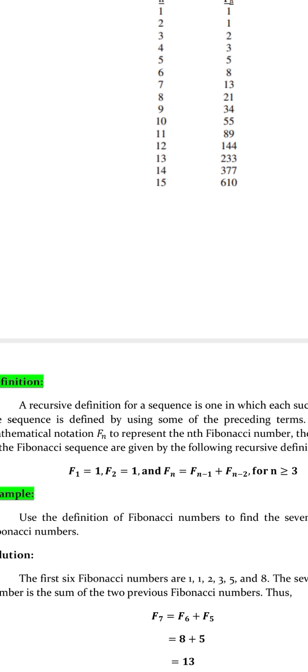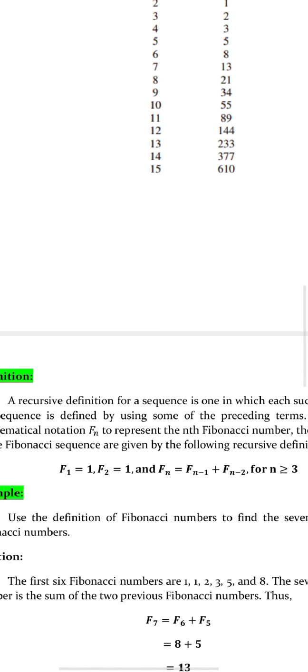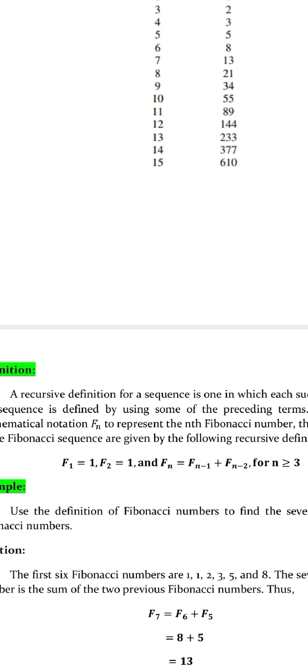Ito po yung sinasabi ko kanina na definition. F sub 1 is equal to 1. F sub 2 is also equal to 1. And then we have this formula: F sub n is equal to F sub n minus 1 plus F sub n minus 2. Itong F sub n minus 1 at saka F sub n minus 2, those are the two previous terms before F sub n. This is applicable for n greater than or equal to 3.